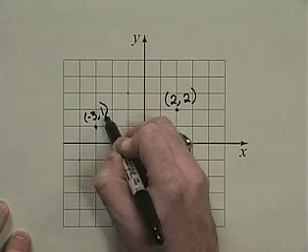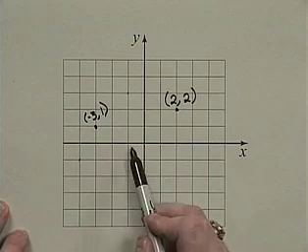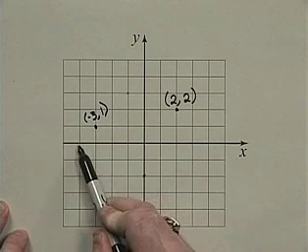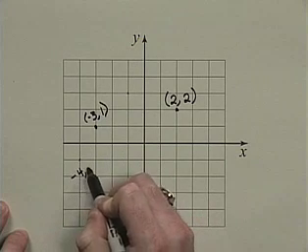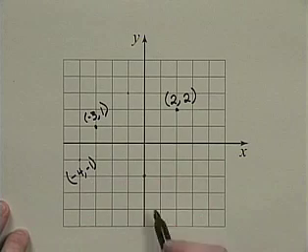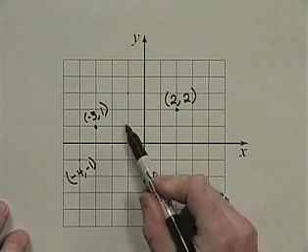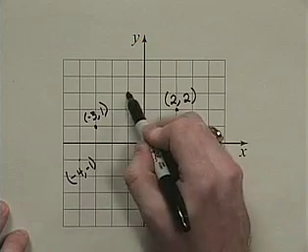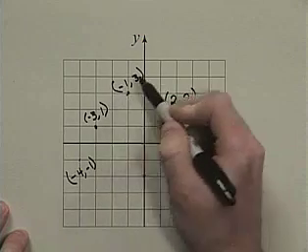(-3, 1). (-4, -1): 4 to the left, 1, 2, 3, 4, and down 1. (-4, -1). Then (-1, 3): -1, so 1 to the left, and +3, 1, 2, 3 up. That point there, (-1, 3).